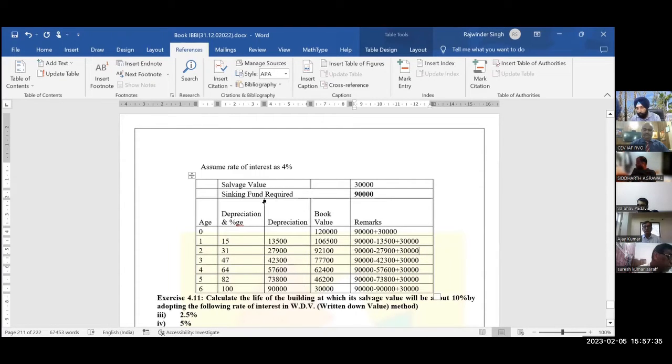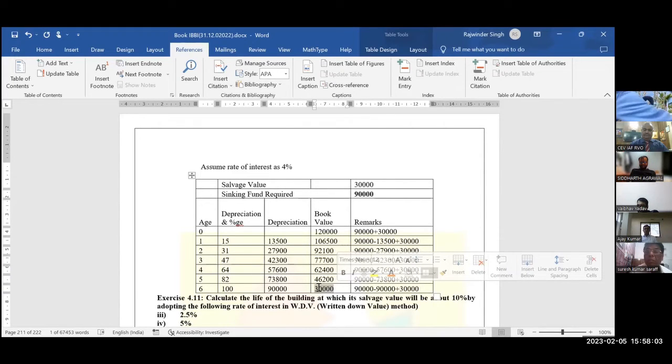In this way, if you go on doing this, in the first year it is 15%, then 31%, then 47%, again 64%. Then in the fifth year it is 82%, and in the last year it will be 100%. And if you see at the end, 90,000 minus 90,000, you will be left only with the salvage value.